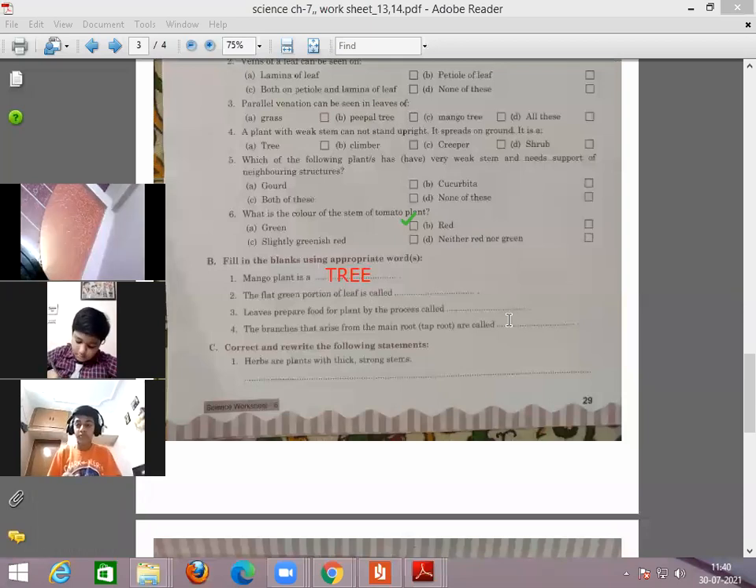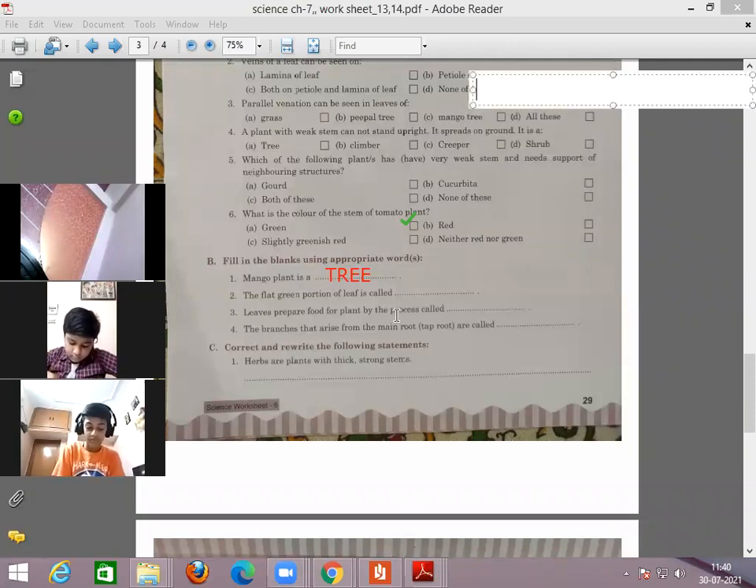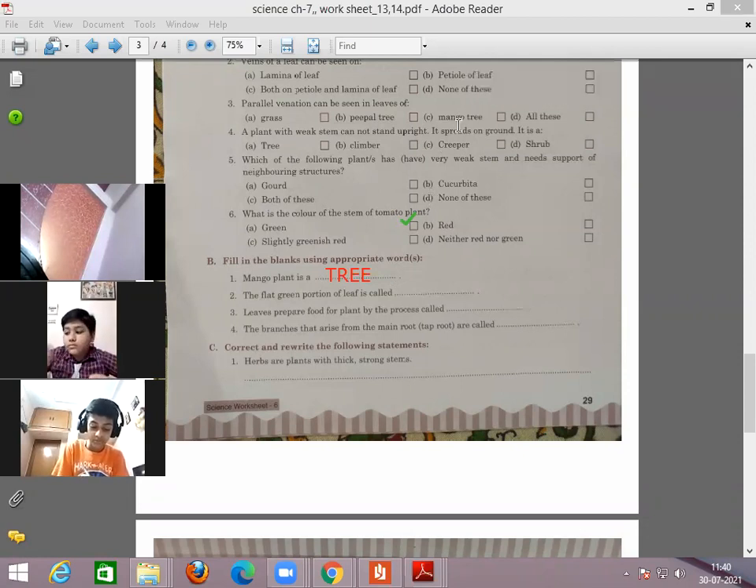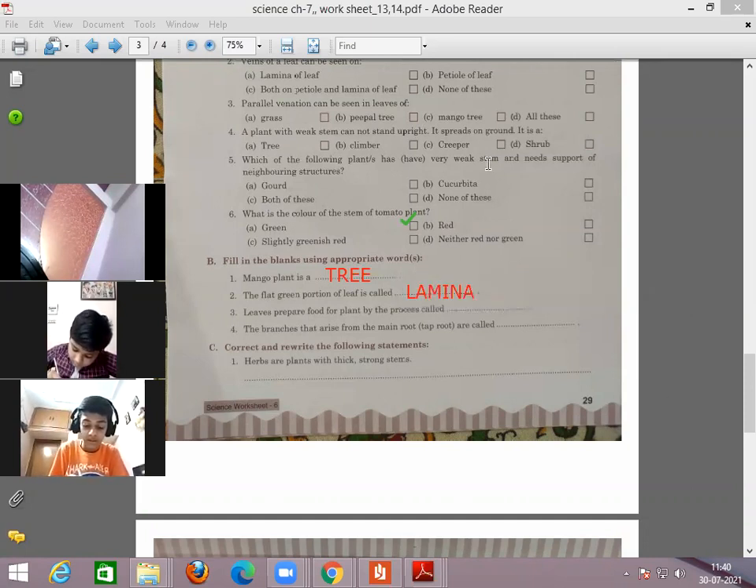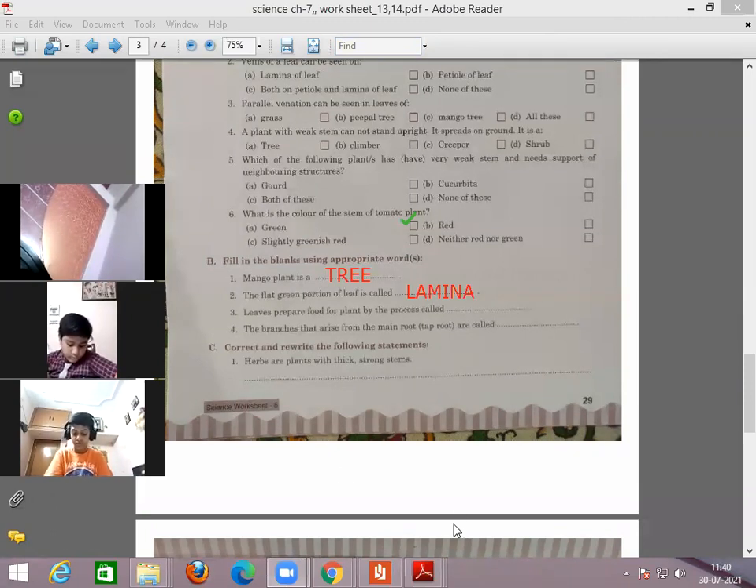Next, a flat green portion of a leaf is called. Chlorophyll. Ma'am, lamina. Lamina. Ma'am, lamina. It's lamina.